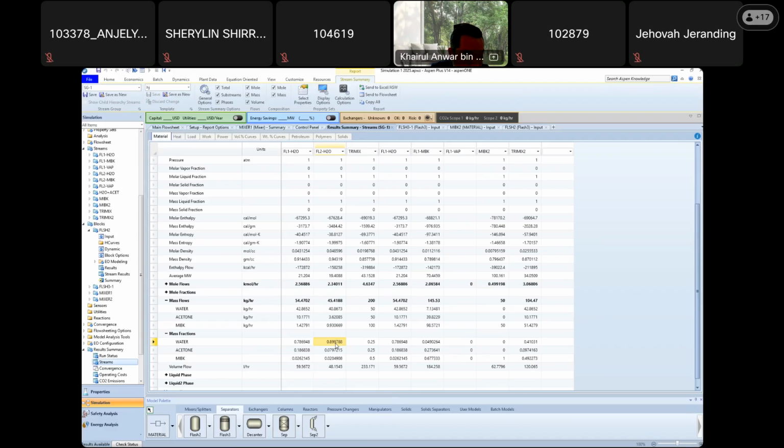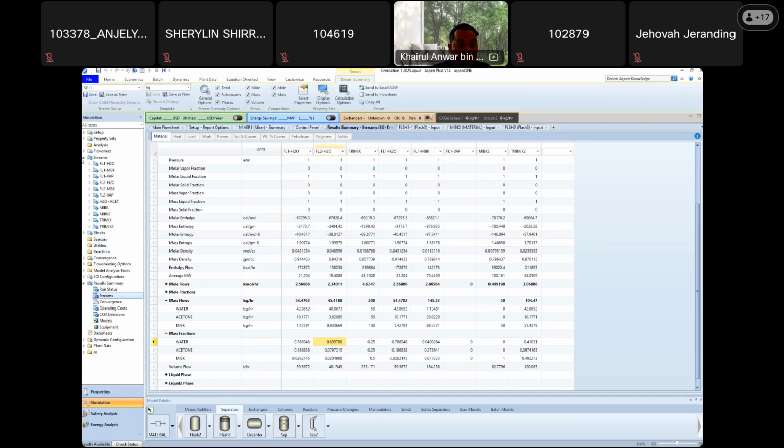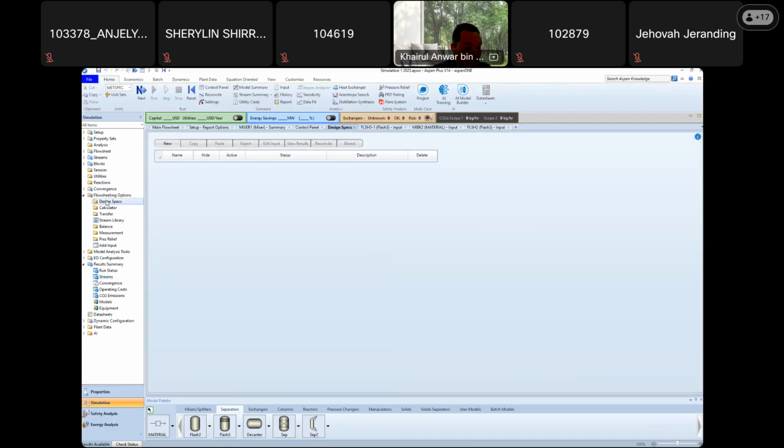So what we do now is use the design specification study in ASPEN, a tool that allows ASPEN to calculate iterations for obtaining the 95% H2O purity. So this is the optimization part for this process. First, we need to go to the design spec. Design spec is under flowsheeting options. At the moment, you need to create a new one.